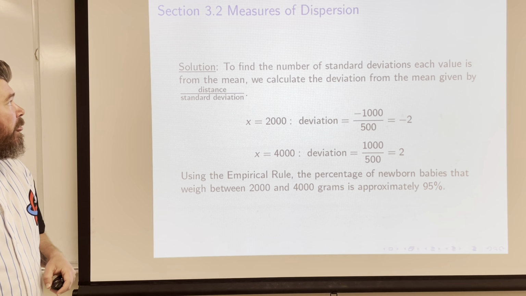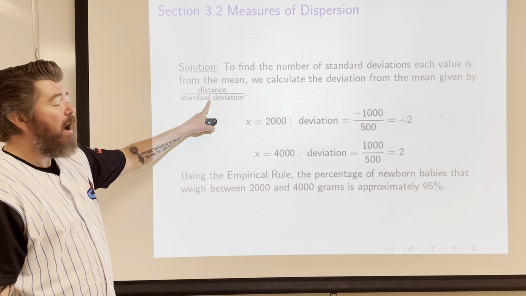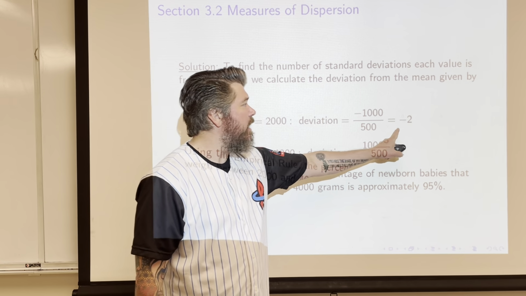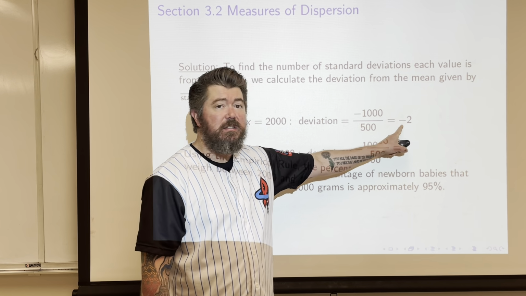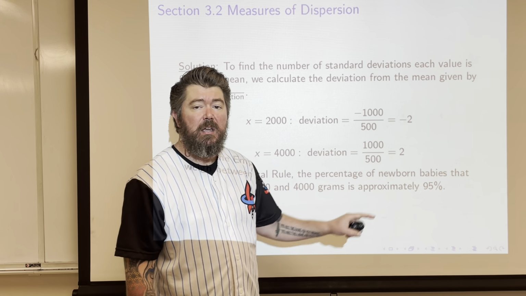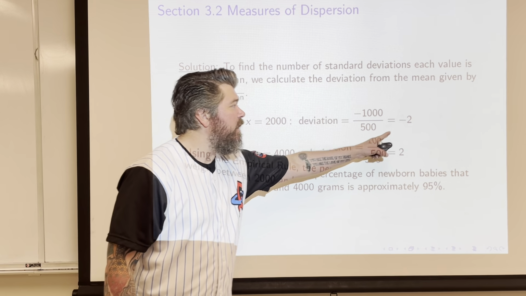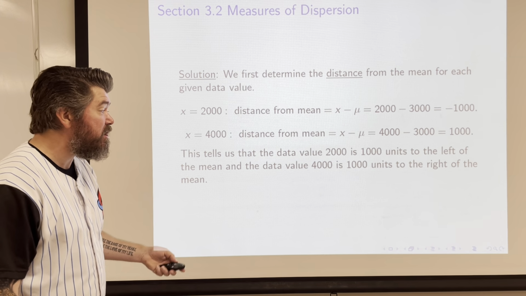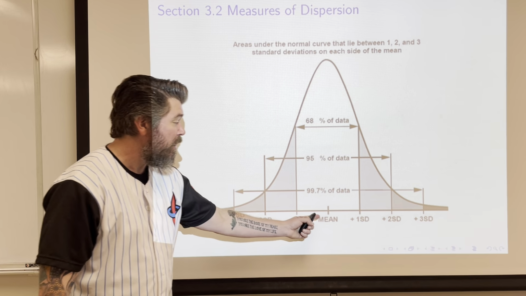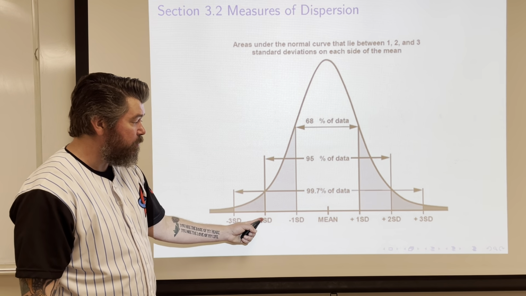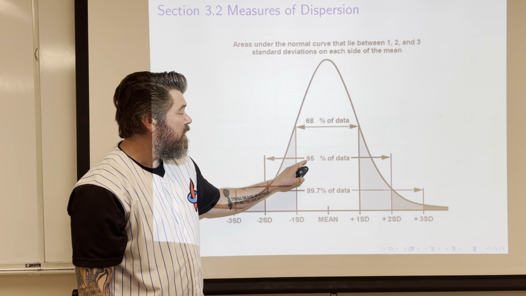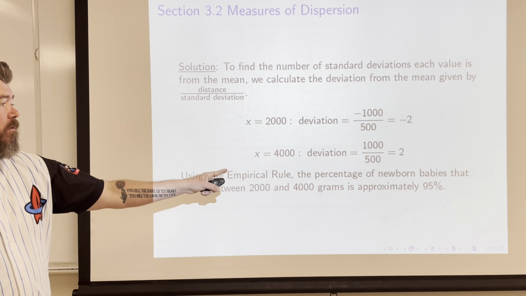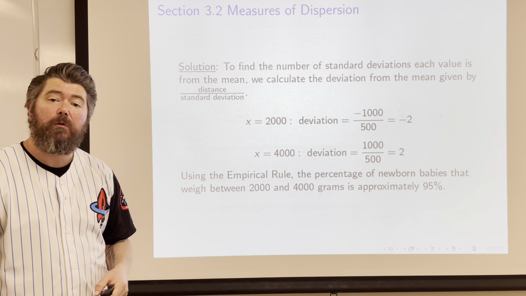Now, to finish this problem, we divide by our standard deviation. So we take our distance divided by standard deviation, and we see that for 2,000 it's -2, and for the value 4,000, it's +2. So we're between two standard deviations to the right and two standard deviations to the left, which is exactly what we saw when we drew this picture. 4,000 was here, 2,000 was here. So we're within two standard deviations. So that tells us 95% of newborn babies weigh between 2,000 and 4,000 grams.